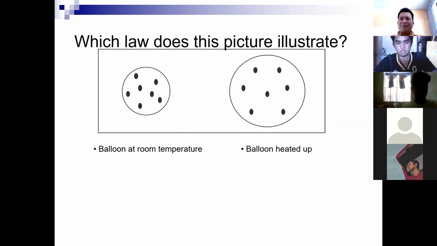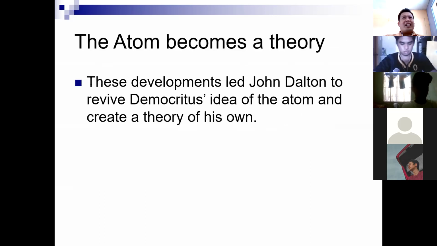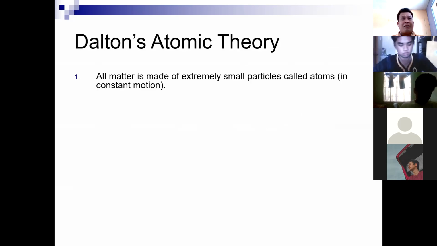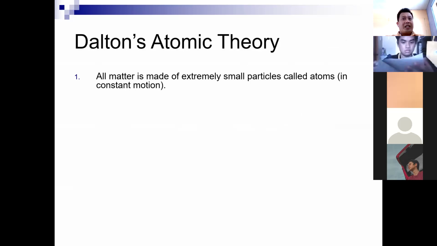Let's proceed with Dalton's atomic theory. Dalton's atomic theory, as developed by John Dalton and revived by Democritus, states 5 major tenets. What are these 5 major tenets? You can follow this in your module. The first tenet here is all matter is made of extremely small particles called atoms in constant motion. This is the average kinetic energy of the molecules of a said matter.